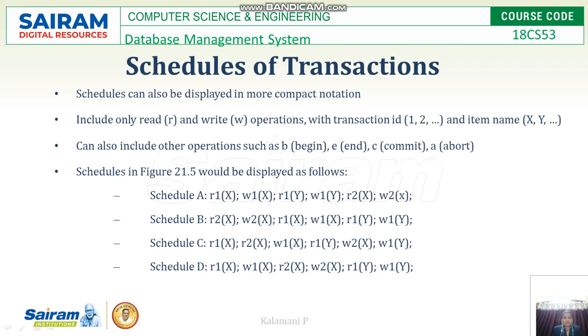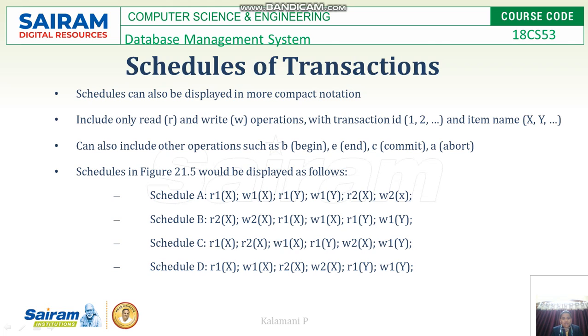Schedules can be displayed in a more compact fashion. Read we can write as R. If it belongs to transaction 1, it is R1. If the item it reads is X, it is R1 of X. The same for the write operation: W1 of X for transaction 1. For transaction 2 it is R2 of X, W2 of X and so on.